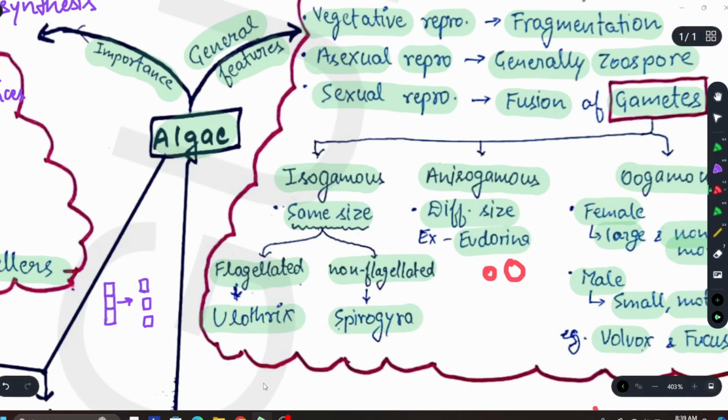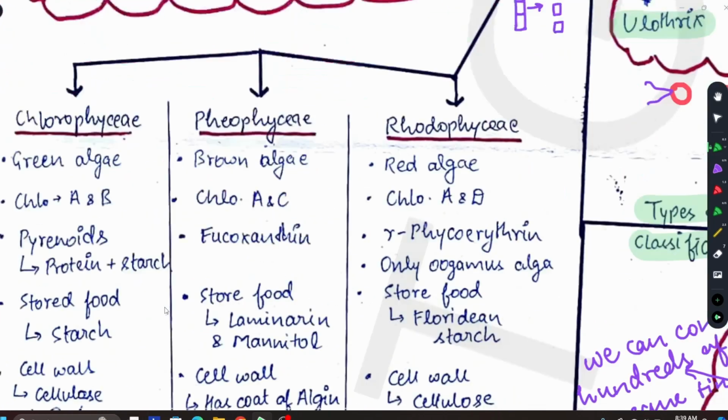So you can say this is the male gamete and this is the female gamete. The morphology of these is the same, and they can be flagellated or non-flagellated. They may have flagella present or not. So this is isogamous, and isogamous and oogamous are very common questions, and examples are very important. These are asked in the exam.